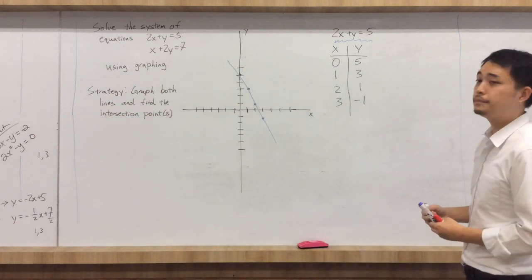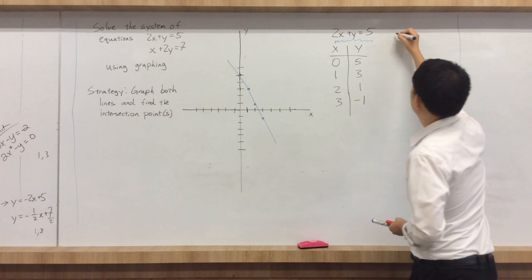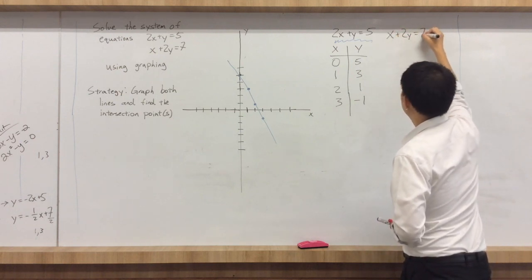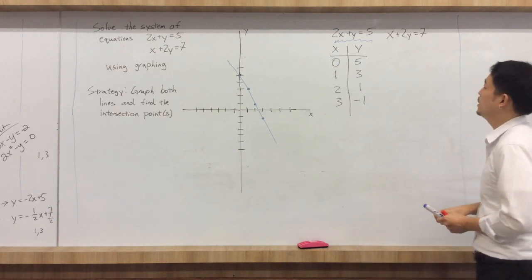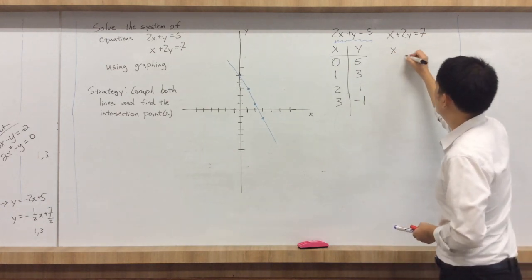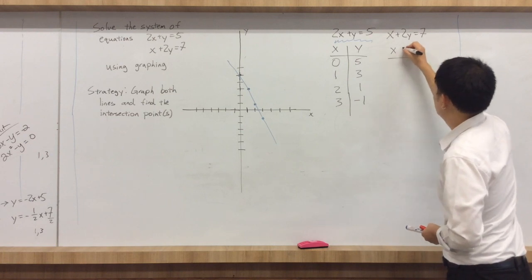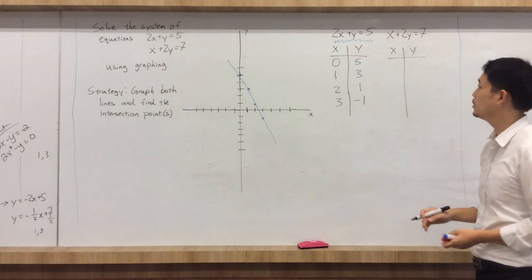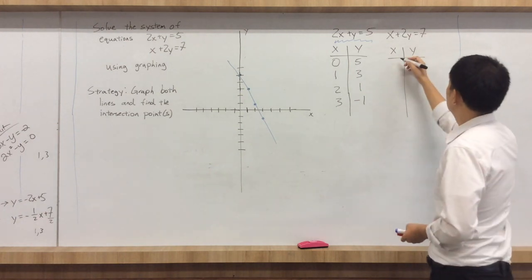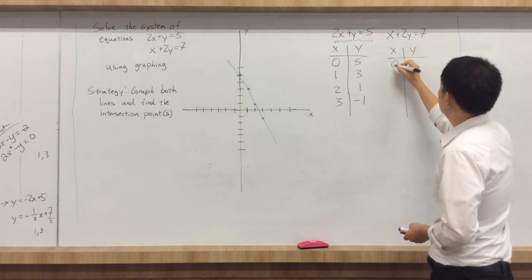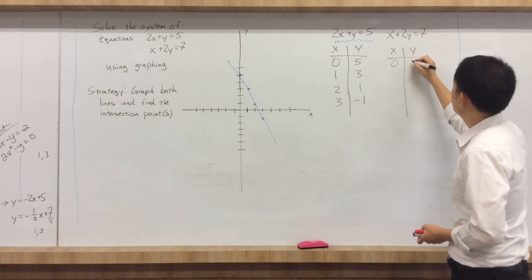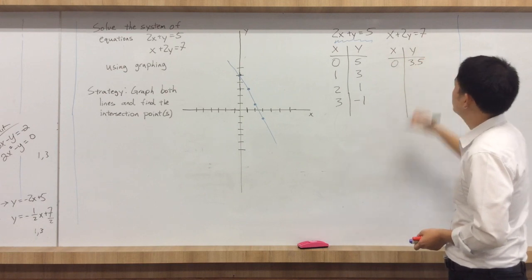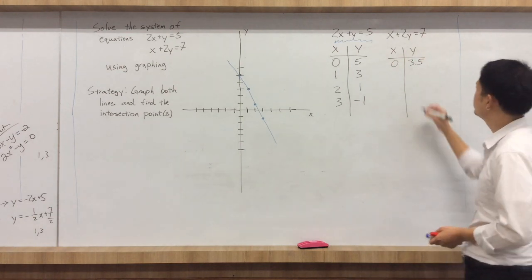Now for the second line, let's take a look at x plus 2y equals 7. We'll do the same thing. We'll create an xy table. Although if you want to do this in y equals mx plus b form, you're welcome to do that as well. If x is 0, y is a little bit tricky. y is going to be 3.5, or 7 over 2.